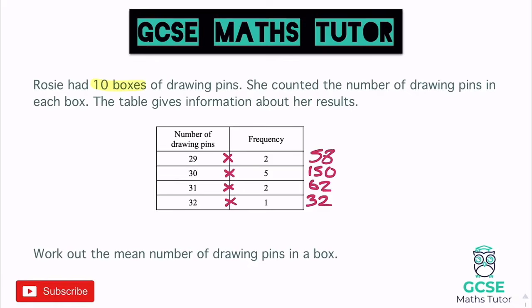Now we've got all these totals for each row, we can actually just add those all together. So 58 plus 150 plus 62 plus 32 gives us the overall total there of 302 for the total number of drawing pins in all these boxes. Now we already know we're going to divide by 10, as it says in the question up there that there's 10 boxes, but if we didn't actually have that piece of information we could find that because we've got the total frequency just here. And if we do 2 plus 5 plus 2 plus 1, we get a total of 10 boxes.